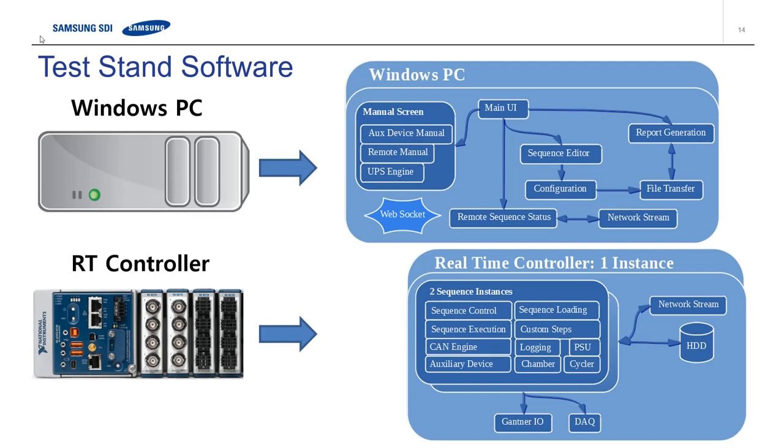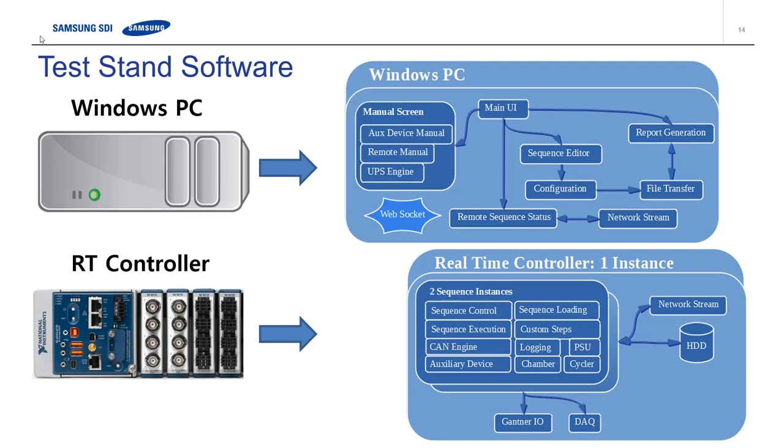We had a program that is a Windows PC controlling this remote controller, and they're all running many different independent loops doing different things. On the Windows side, you have a UI, a sequence editor, report generation, file transfer, those kinds of things. And on the real-time side, you have the actual test running: CAN stuff, chamber stuff, cycler stuff, power supplies, DAC stuff, the sequence itself. And the communication between the Windows and the RT is primarily through network streams.